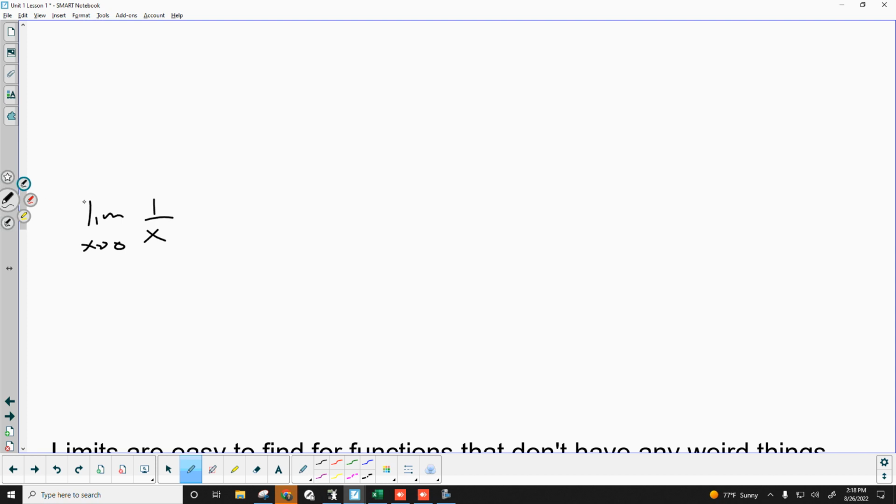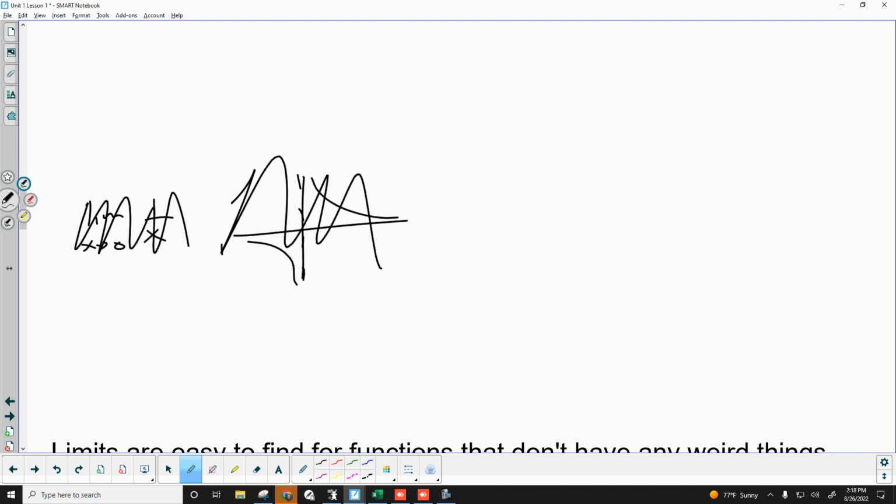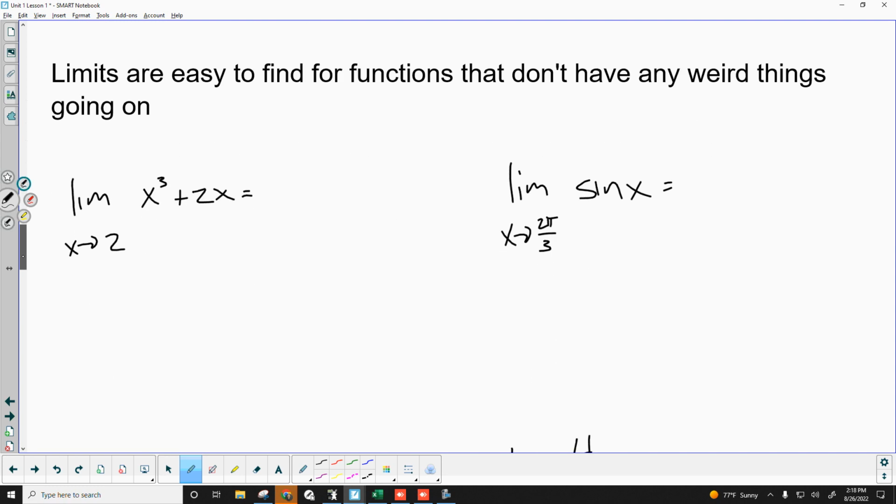We'll talk more about how this is the location of an asymptote, and an asymptote's limit. Like, if you have an asymptote, you don't have a limit. You're approaching infinity. We'll talk more about that in a couple of classes.